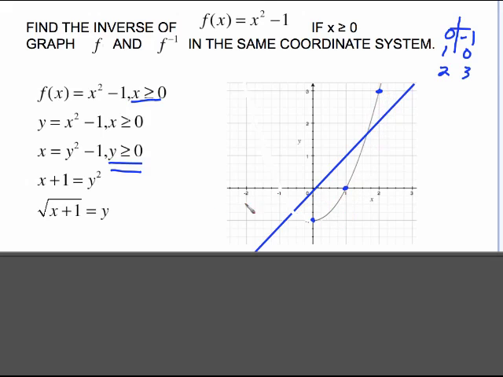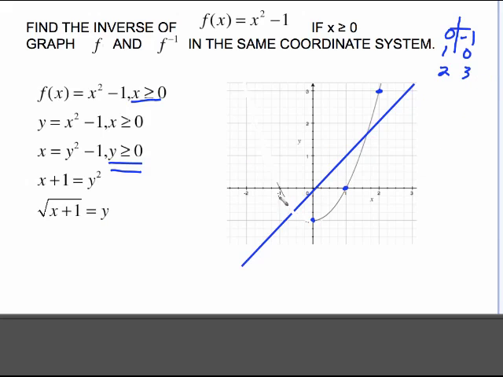All right, now to graph the other one, I'm going to take these points and swap them around. So instead of 0, negative 1, I'm going to graph negative 1, 0. Instead of 1, 0, I'm going to graph 0, 1. And instead of 2, 3, I'm going to graph 3, 2. And that red curve is my inverse. And you can take a look at the blue line I already have here. That's your line y equals x. The red is the inverse of the black.